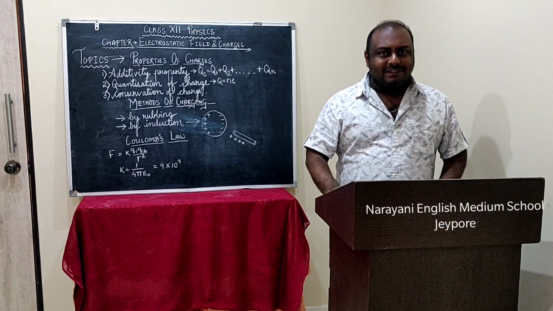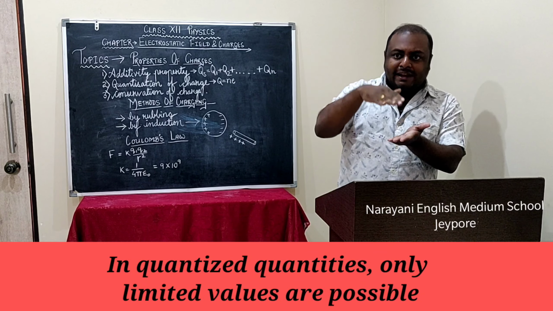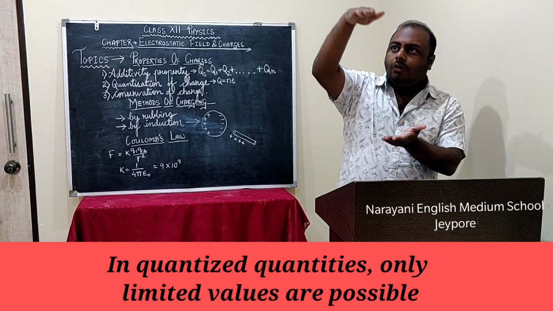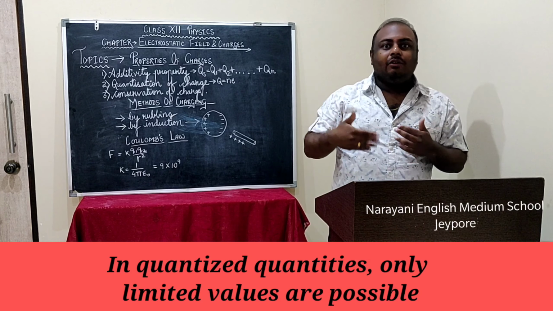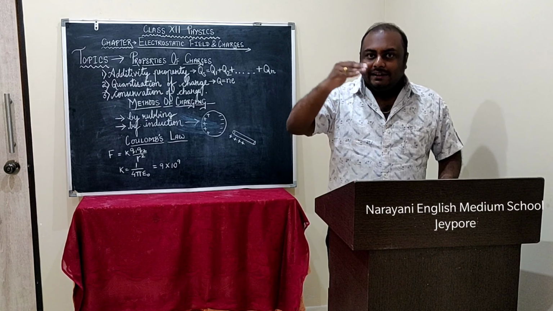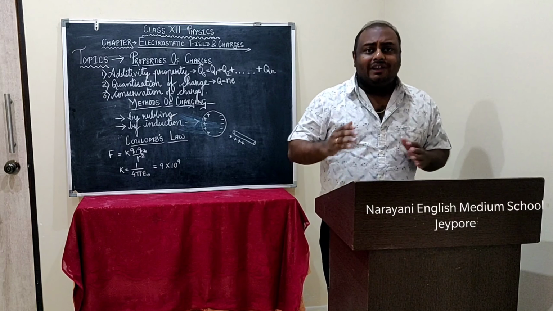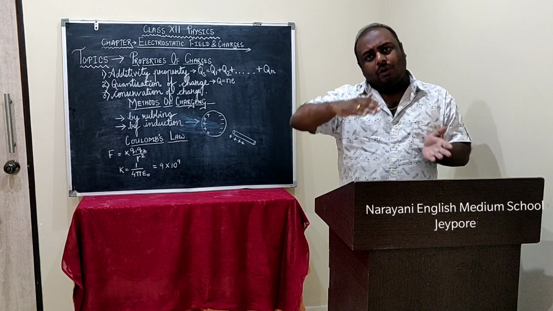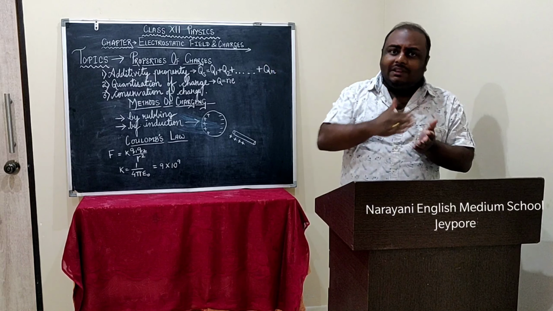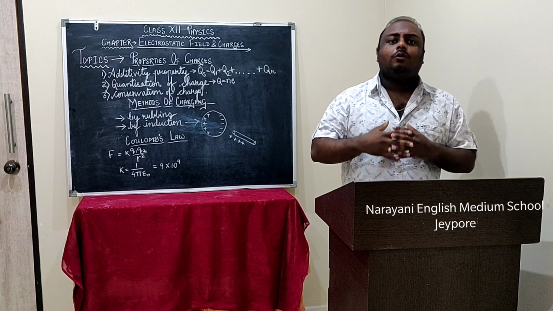But what about climbing steps? If the height of one step is 1 feet, then I can go to the height of 1 feet, 2 feet, 3 feet. I cannot climb a height of 1.5 feet. So the values are not continuously increasing. The values are increasing in steps. So whenever the values are increasing in steps or in discrete quantities without increasing continuously, we say that the values are quantized.